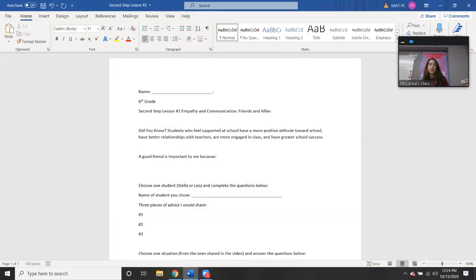So the first question that I have on here is, a good friend is important to me because. So let's have you guys share, why is it important for you to have at least one good friend? And they could be at the school, they could be a friend through church, just somebody that you know you can trust. Why is that important?